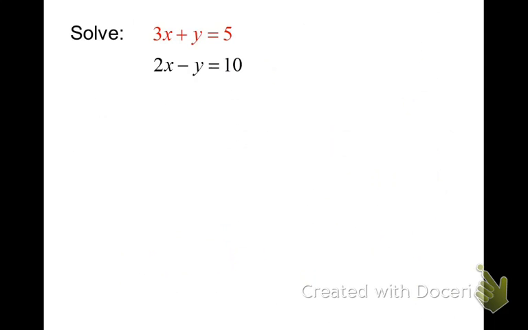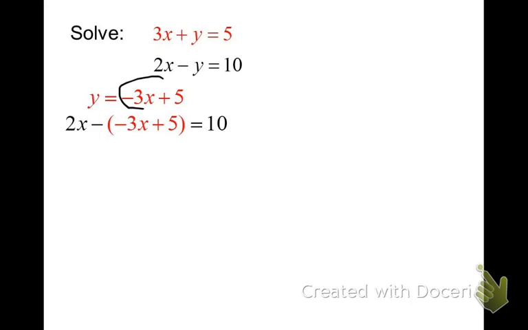In this problem, I would choose to solve for y in the top equation because the y is a positive value. So I'm going to subtract 3x from both sides, and I'm going to get y equals negative 3x plus 5. At this point, it's time to go ahead and make the substitution. So I'm going to substitute negative 3x plus 5 into the negative y in the upper equation. Alright, so the negative 3x plus 5 goes up in for the negative y in the upper equation.